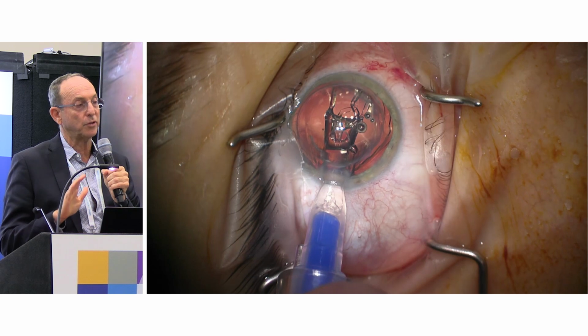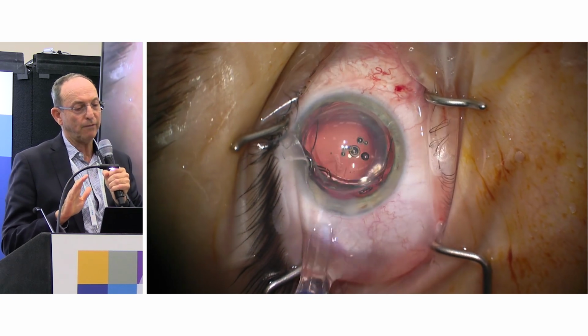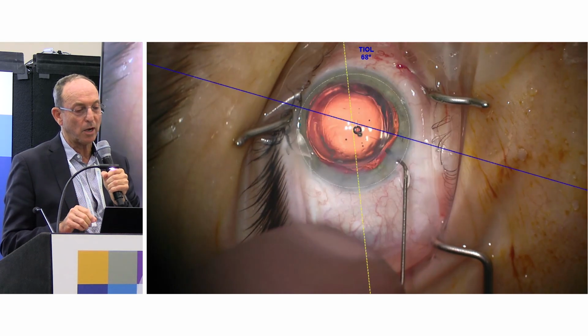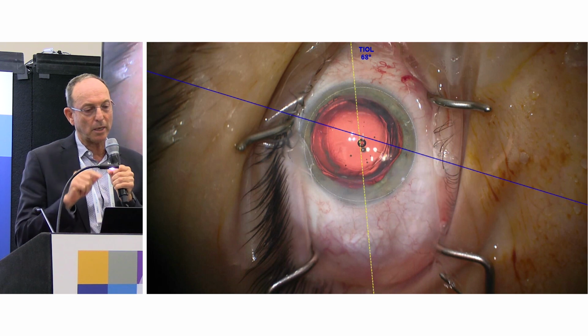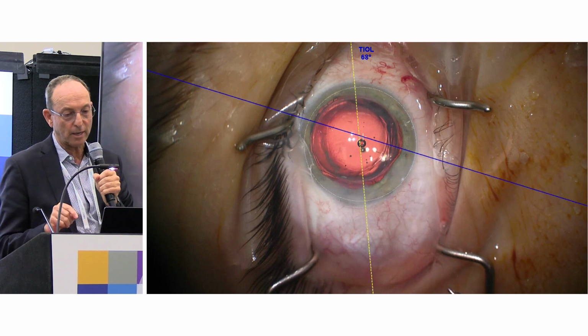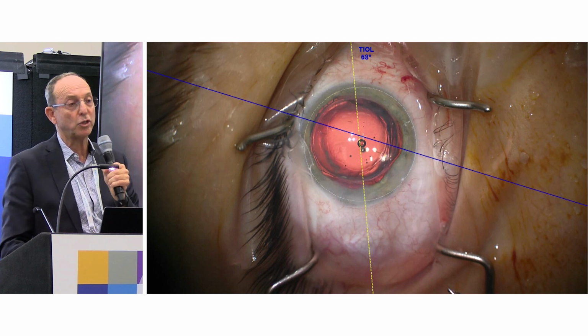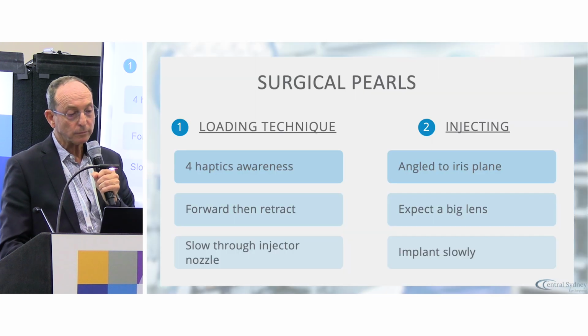Do not aim it at the sulcus. Aim it into the iris plane or above. If a haptic delivers, that's fine. Otherwise, you'll rotate and deliver each haptic one at a time under the iris, and you will look at this patient on the slit lamp after surgery to make sure all 4 haptics are underneath the iris.